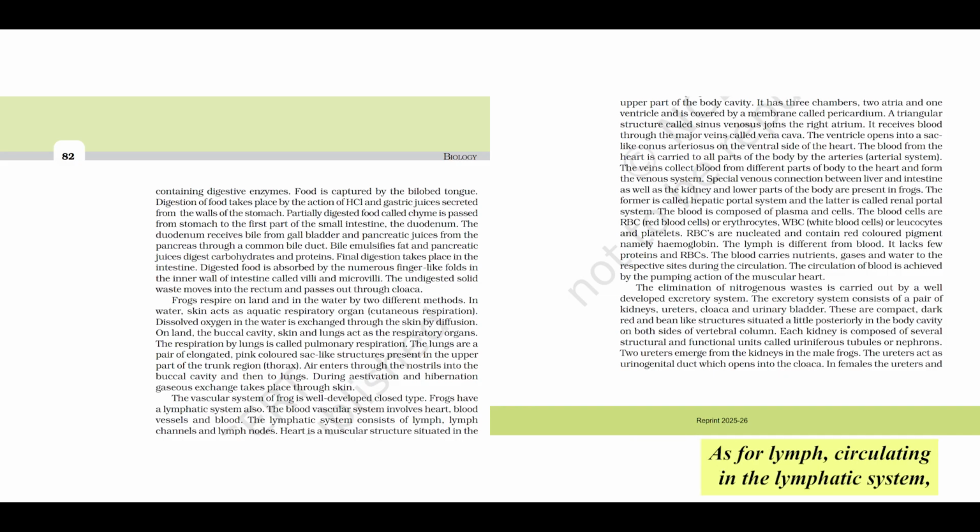As for lymph, circulating in the lymphatic system, it's similar to blood plasma but lacks certain large proteins and, crucially, lacks RBCs, hence its clear appearance. The overall function of this intricate circulatory system is clear. Blood carries essential nutrients, gases, hormones, water, while also collecting waste products. This efficient circulation is achieved by the powerful pumping action of the muscular heart. The circulatory system, especially with those unique portal systems, quite complex, sir.